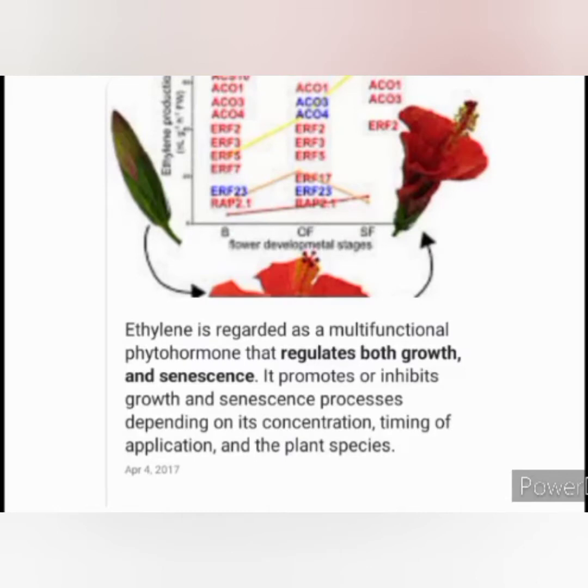Ethylene is regarded as a multifunctional phytohormone which regulates growth and senescence. It also promotes or inhibits growth and senescence processes depending on its concentration, timing of application, and the plant species.